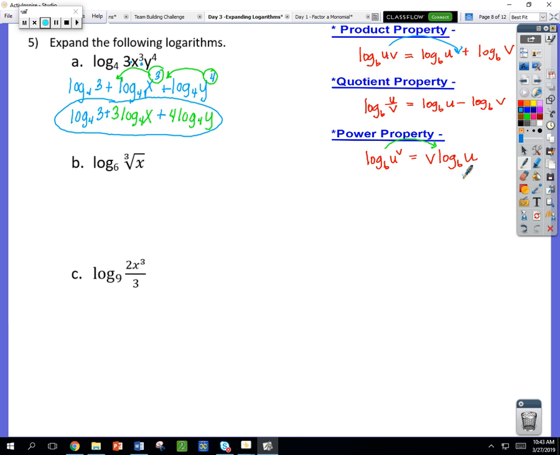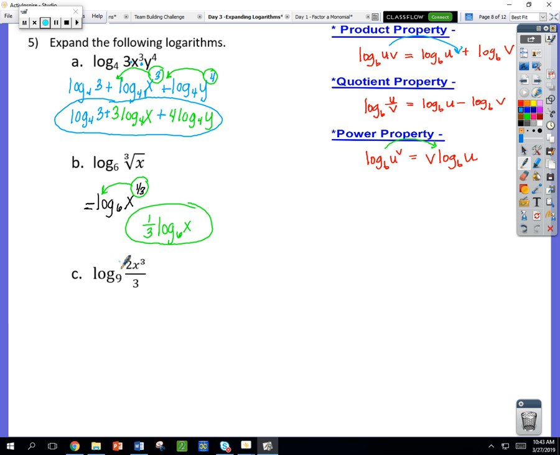Okay, so for B, there's no operation happening here other than the cubed root of x. So first thing I'm going to do is rewrite this as an exponent. And this is equal to log base 6 of x to the 1/3 power, because cubed root is to the 1/3 power. So now that I've done that, the only operation I can still do is stick that exponent down in front. So this is actually going to be written as 1/3 log base 6 of x, and that's that one's final answer.